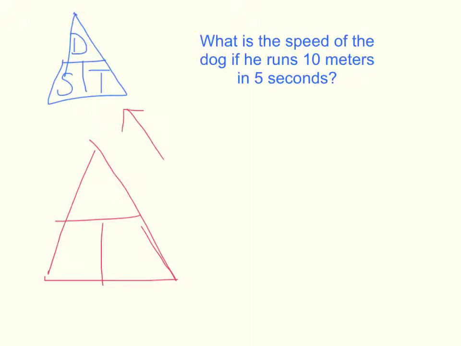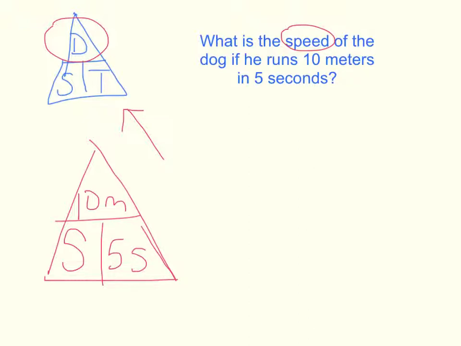It says, what is the speed of the dog if he runs 10 meters in 5 seconds? So I know the distance already, so in my triangle, I'm going to put 10 meters. I still don't know what the speed is. That's what we're trying to find out. But I do know it was 5 seconds, so I'm going to put 5 seconds.